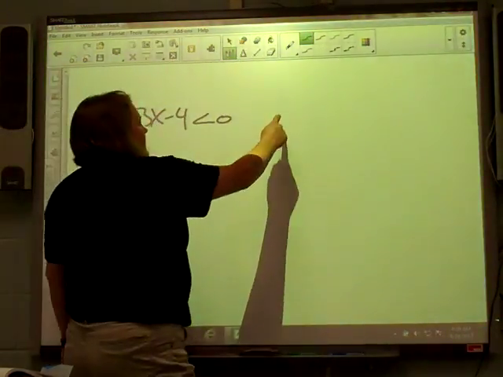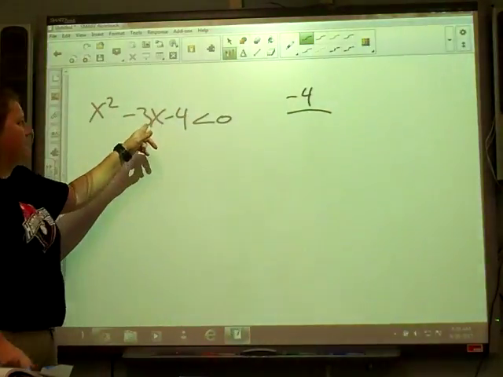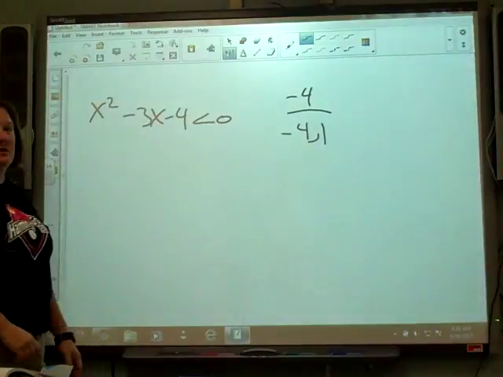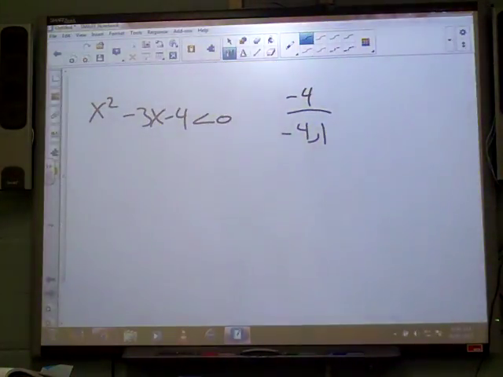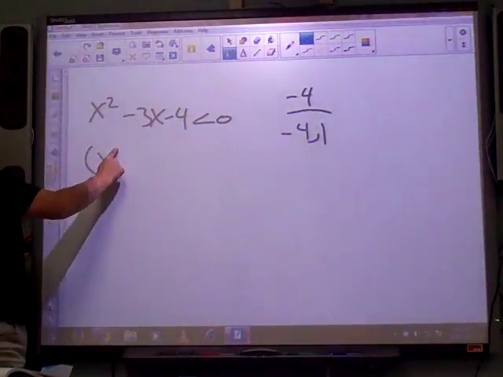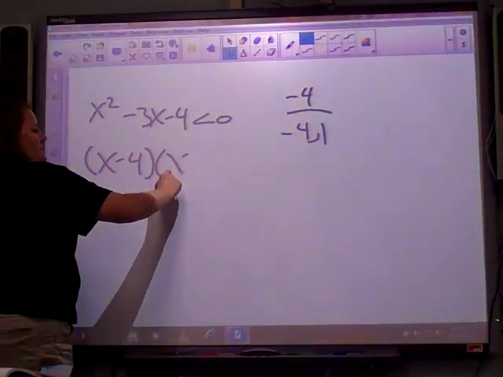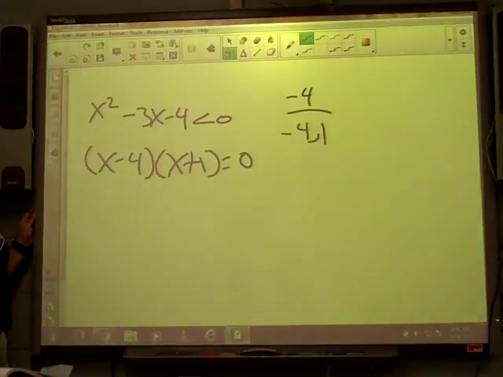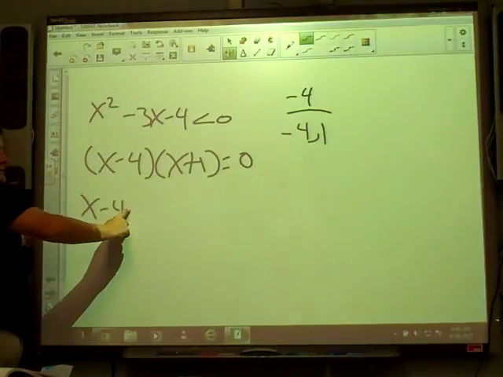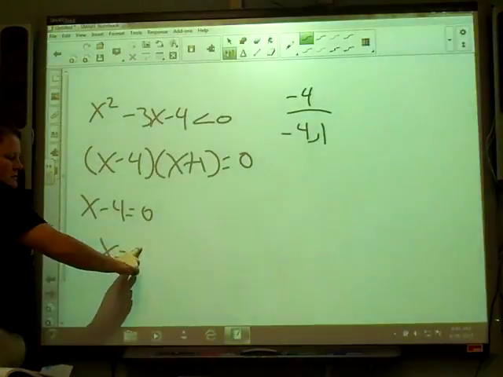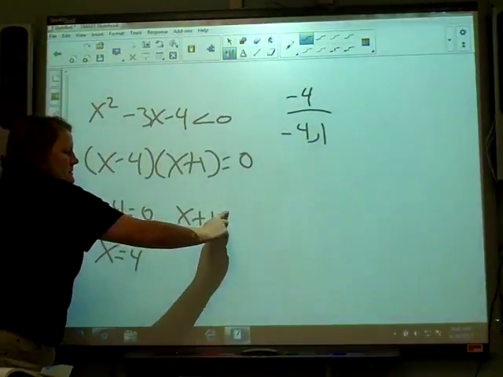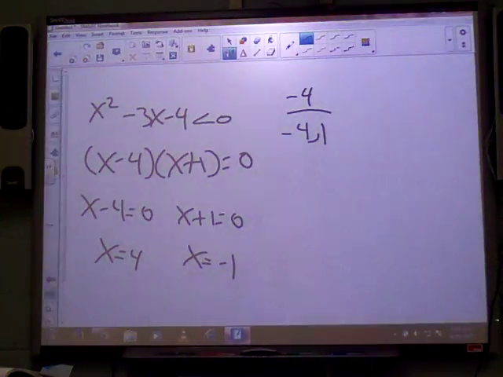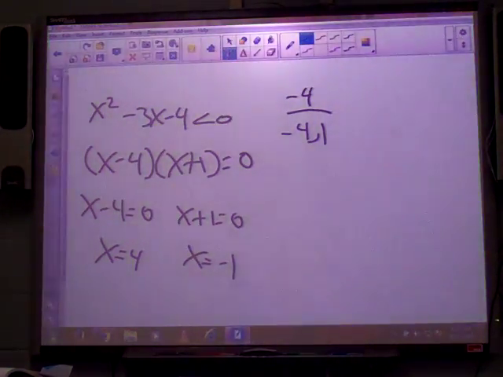A times C is negative 4. Factors of negative 4 that add to negative 3. Negative 4 and 1. So it's going to be real fast to factor. If you want the quadratic formula, go ahead and do it. I've got x minus 4 times x plus 1 is equal to 0. Set both of those equal to 0 and solve. So x is 4 and x is negative 1. Okay? That's old. We've been doing that for a couple of weeks now.